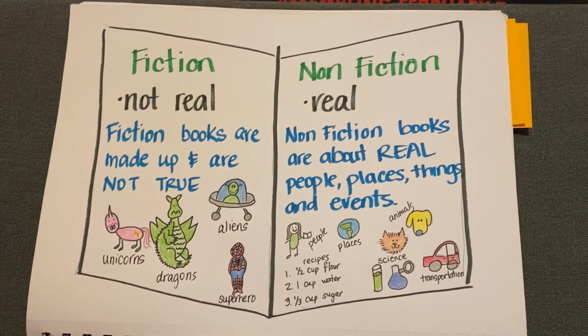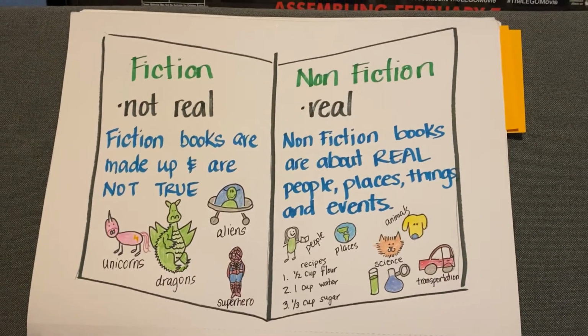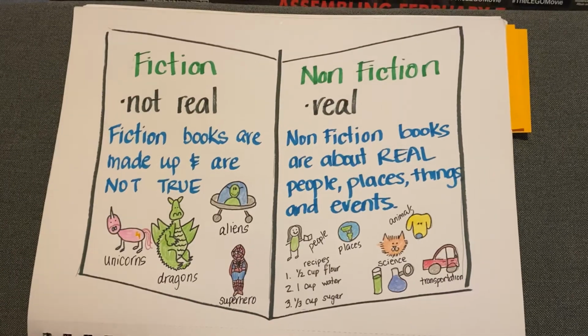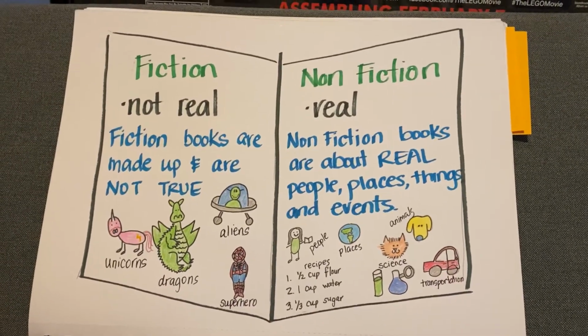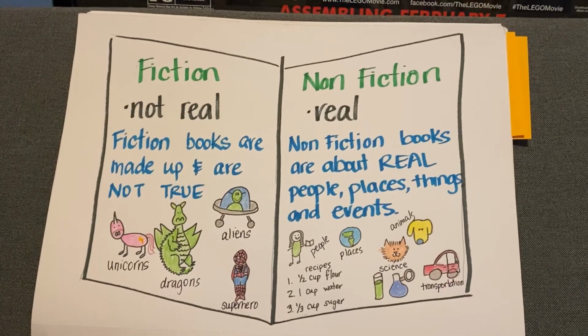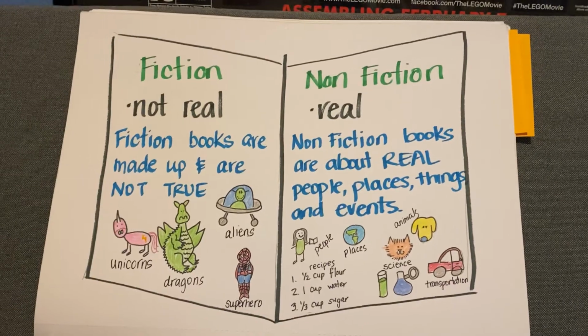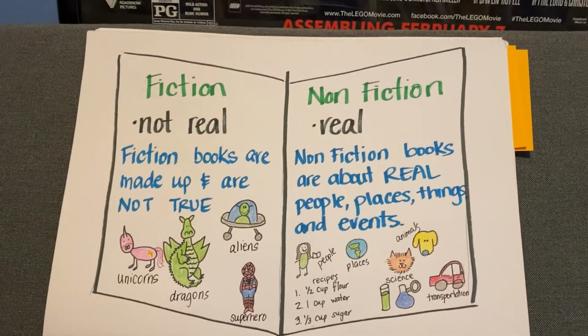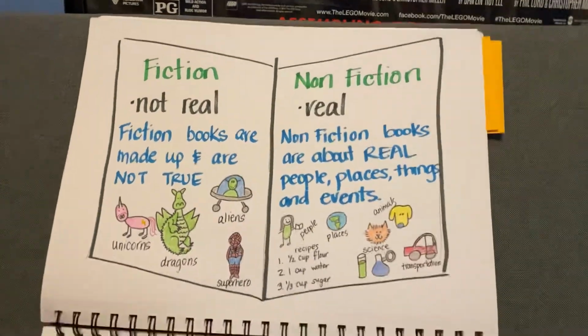When you first learned about fiction and nonfiction in kindergarten and first grade, you probably learned that texts that were fiction are not real. Fiction stories are made up by the author. On the other hand, nonfiction texts tell about things that are real: people, places, things, and events. But did you know that there are other ways to find the difference between fiction and nonfiction texts?